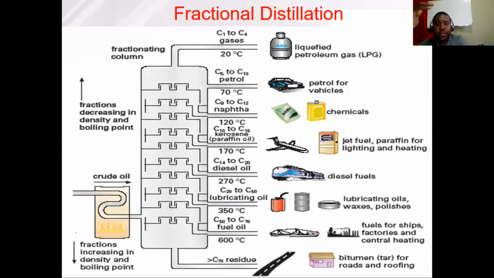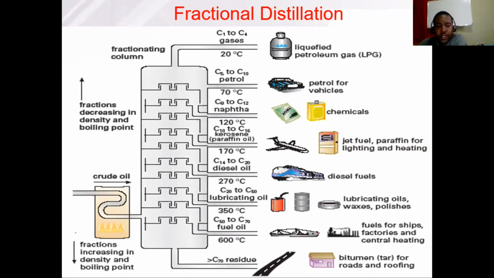Right, so we notice between carbon 1 and carbon 4, meaning that these compounds have carbon numbers between 1 and 4, will be sent off first, then followed by our petrol, which is used in our vehicles, right? And then we have naphtha, which we use in different chemical products. Then we have kerosene, which is oil used in airplanes and jet fuels and for lighting and heating purposes at home. Then we have diesel, which we use in trucks as well as in high power transportation like our trains.